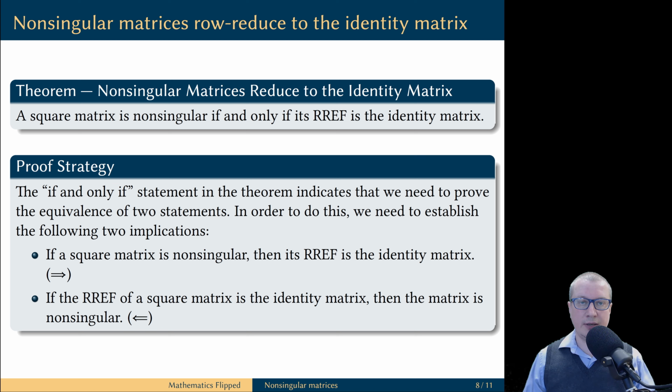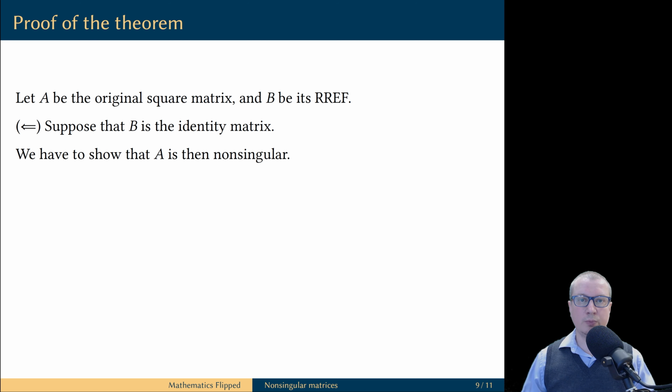First, we need to prove if a square matrix is non-singular, then its reduced row echelon form is the identity matrix, and then conversely, if the reduced row echelon form of a square matrix is the identity matrix, then that matrix is non-singular. Let's denote by A the original square matrix and by B its reduced row echelon form. In one direction, we are going to assume that B is the identity matrix, and we need to prove that this forces A to be a non-singular matrix.